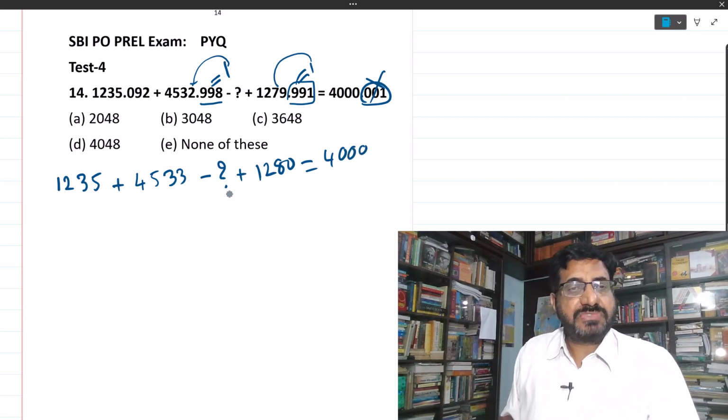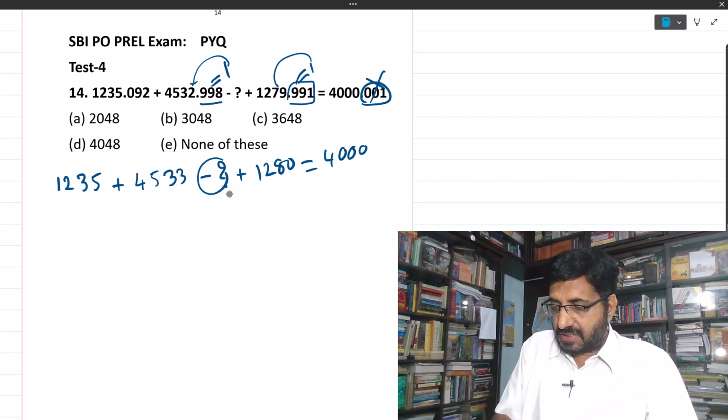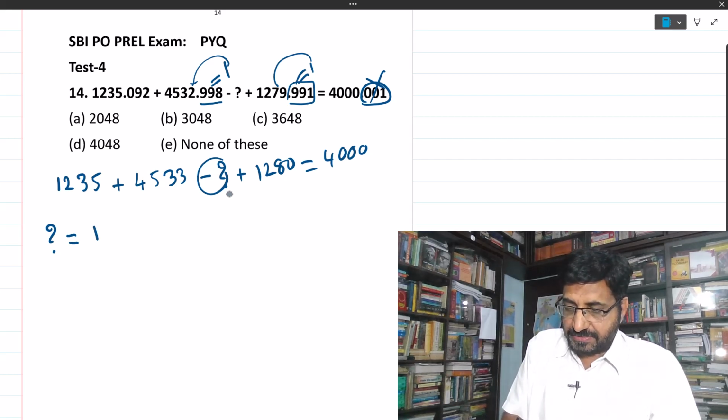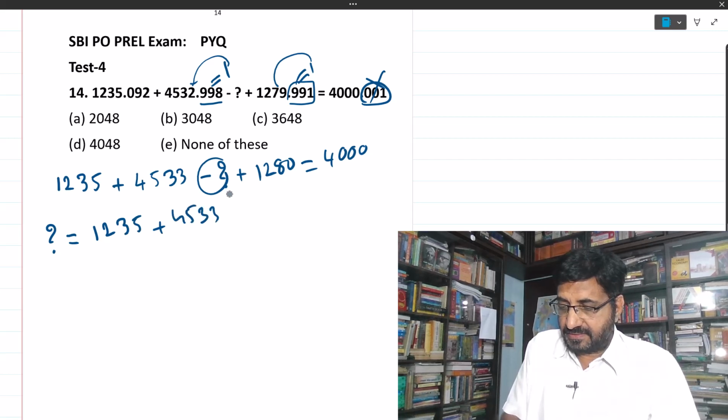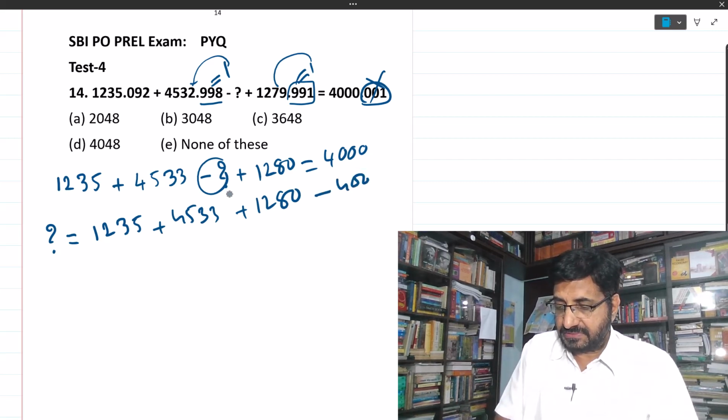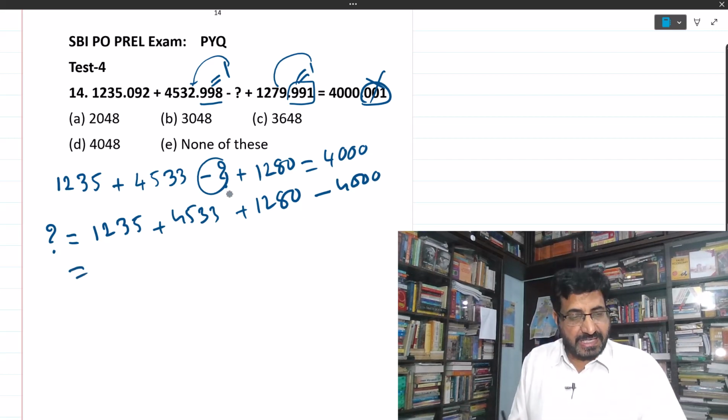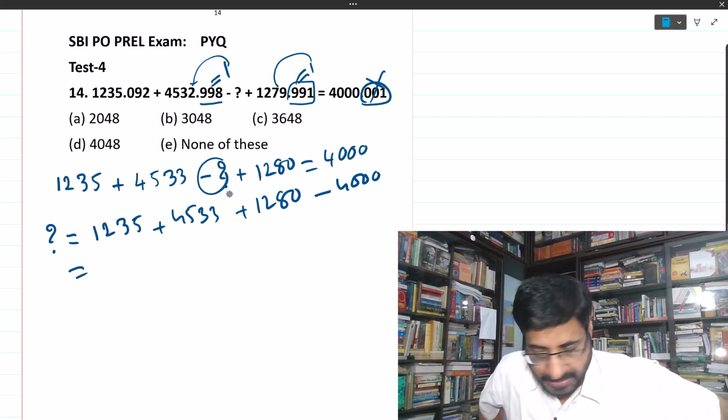Simple, straight away addition. Question mark, I want this, so send this to RHS, it will become plus. So question mark will be, I am sending this to that side, all these things remain as it is: 1235 plus 4533 plus 1280. I am bringing this 4000 to the other side, so it will become minus 4000. So straight away you have to add and calculate, that's all. Very simple.